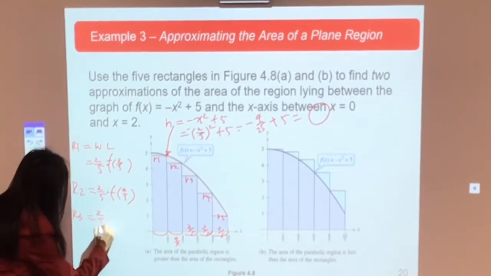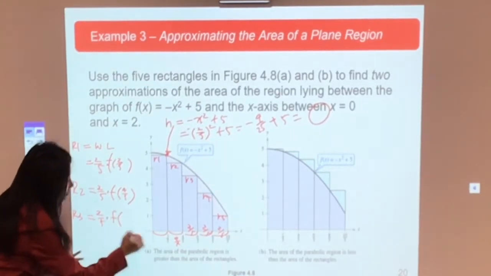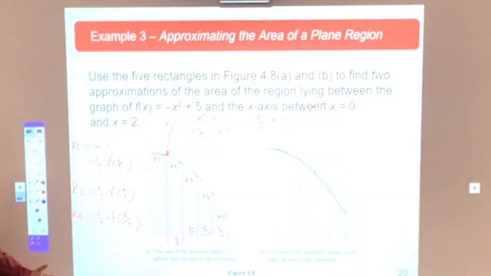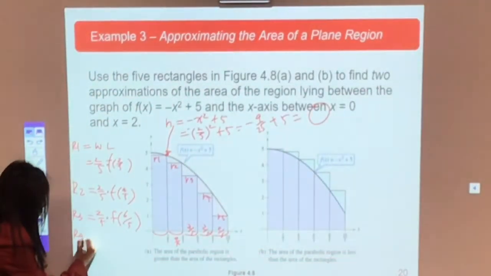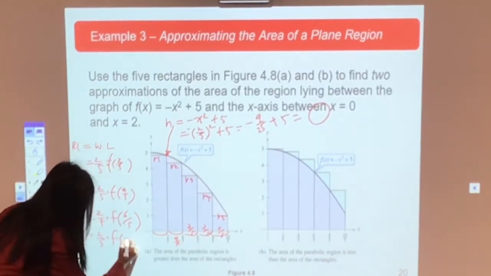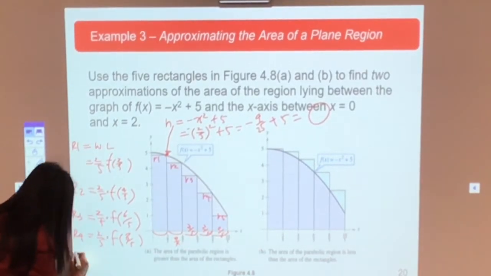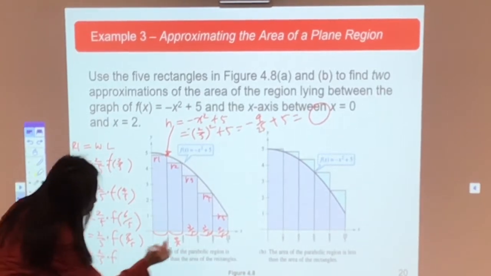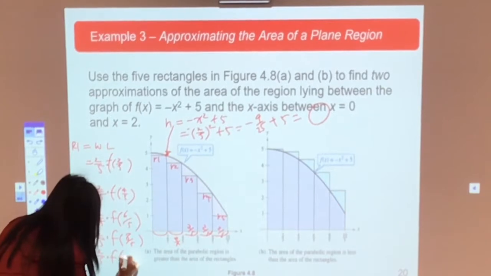What's my area 3? 2/5 times what? F of which one? 6/5. Can you find the next one? 2/5 times what? F of which number? 8/5. What's the next one? 2/5 times what? F of which one? 10/5.